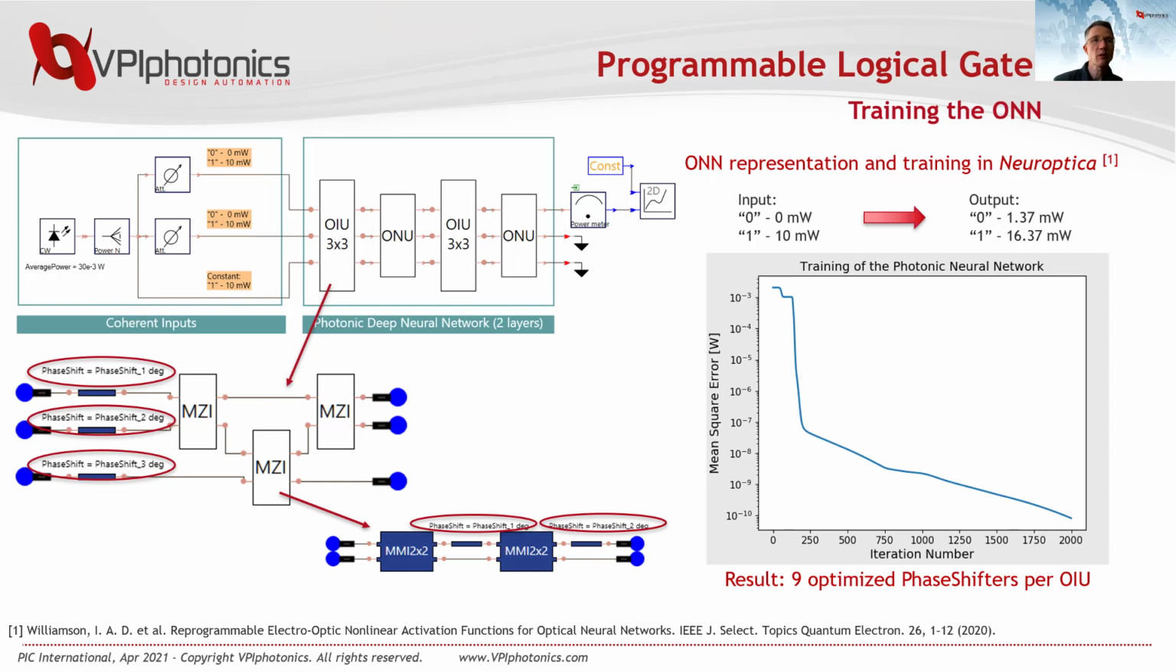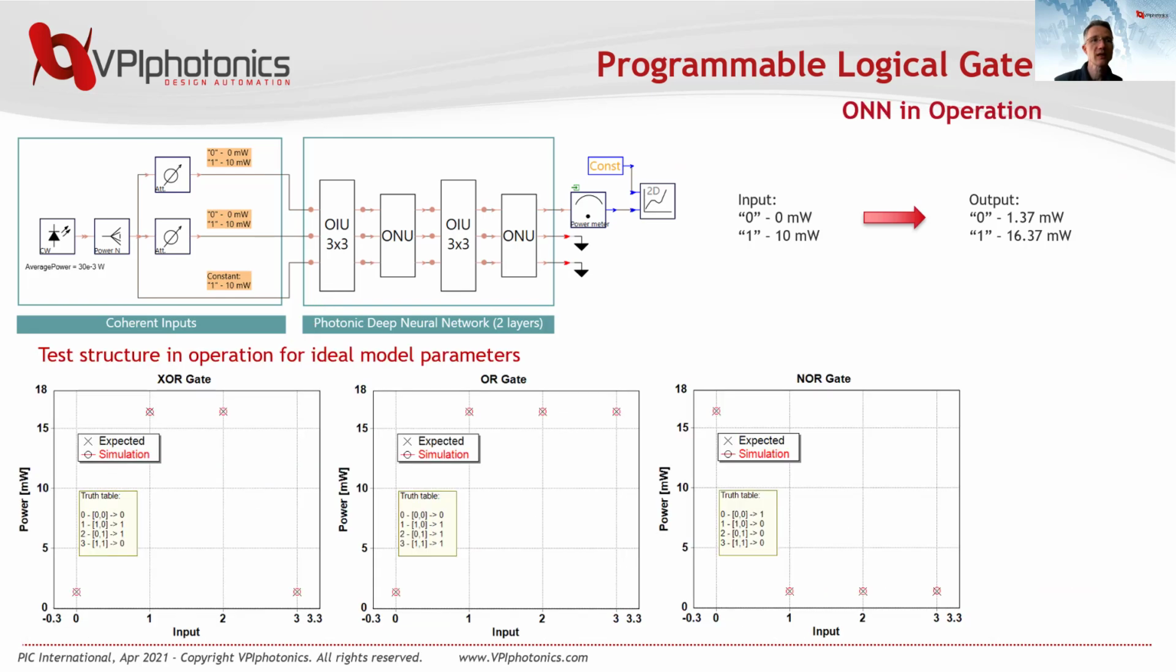So for any 2 input powers, a certain output power should be delivered. Also, we see here the progress of convergence for such a training process. After 2000 iterations, optimized values for all the 9 phase shifters per OIU are obtained. So here are some results for the ONN in action for 3 different target logical operations. Starting from the left, we have XOR, then OR, then NOR operation. For all 3 conditions, we see that the simulation results are identical with the expected outcomes of the device.